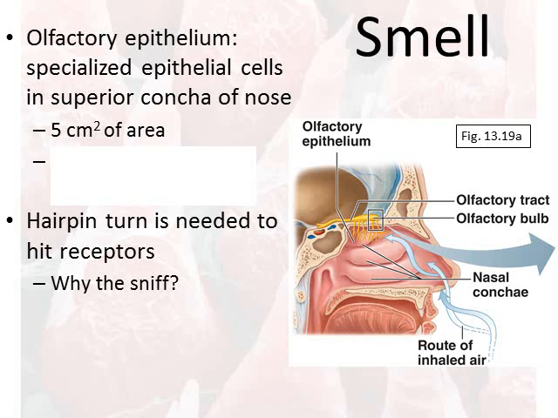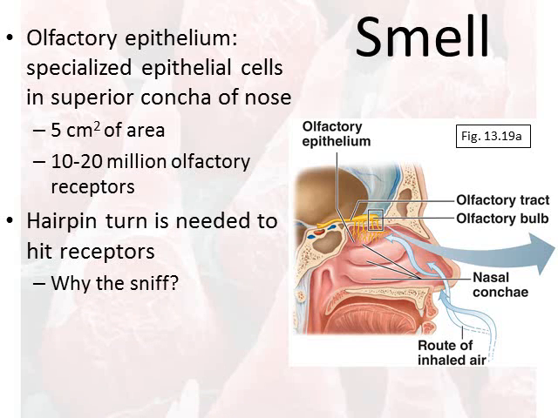It's a very small area, only about 5 square centimeters. And we have about 10 to 20 million olfactory receptors, so we're much more sensitive to smell than we are to taste, but still nowhere near the number of receptors we have in the eyes.